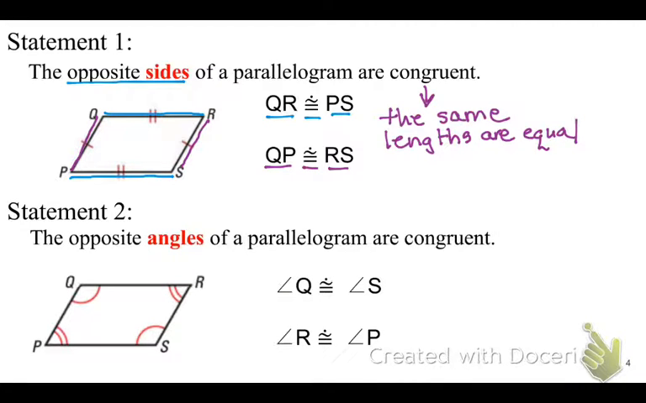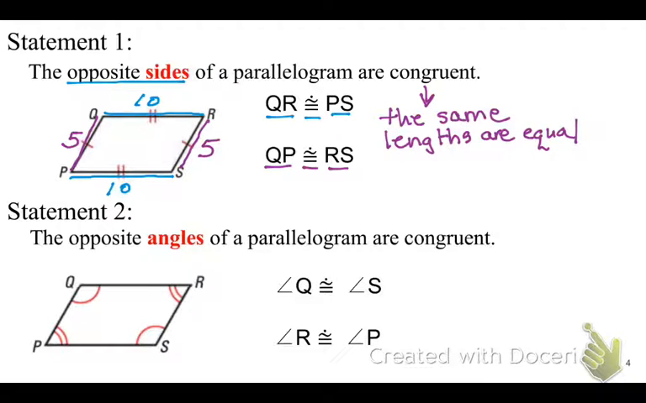So if this side is 5, then this side has a length of 5. Okay, you don't know anything about the other sides because I didn't tell you that. But if I told you that this length was 10, you would also know that this side, QR, is 10 also.